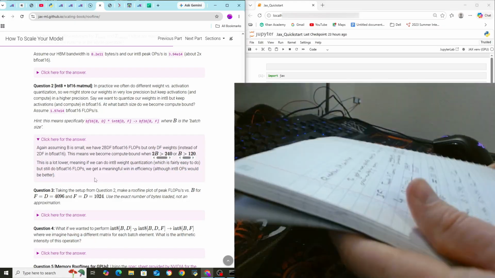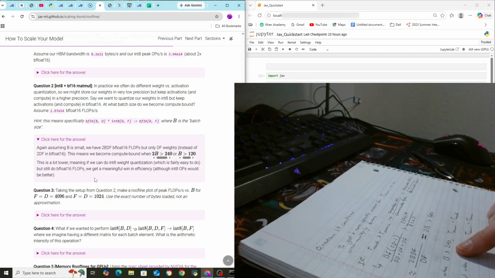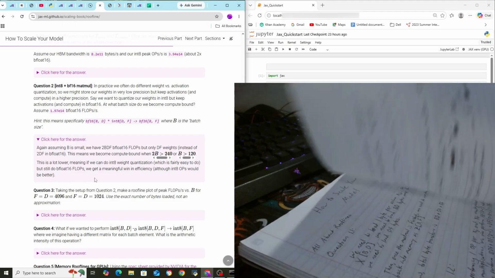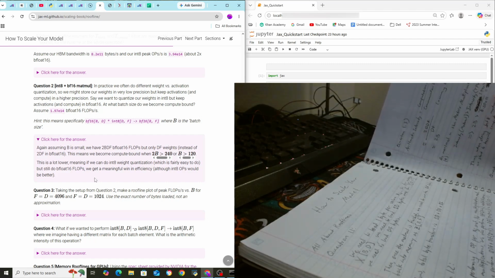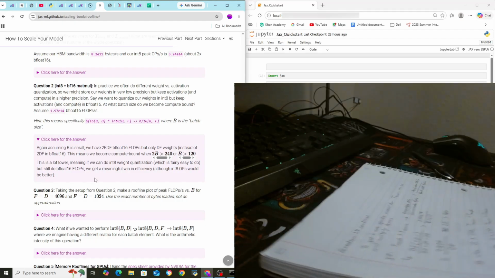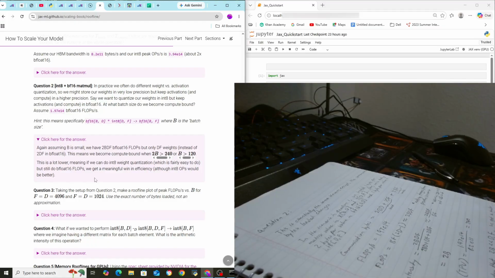Let's see, what are they comparing to? This, right? When B is less than 240, no. So I don't care about that. What I care about is this. When B is greater than 240 tokens, we start to become compute bound. Whereas in this, if B is greater than 120 tokens.